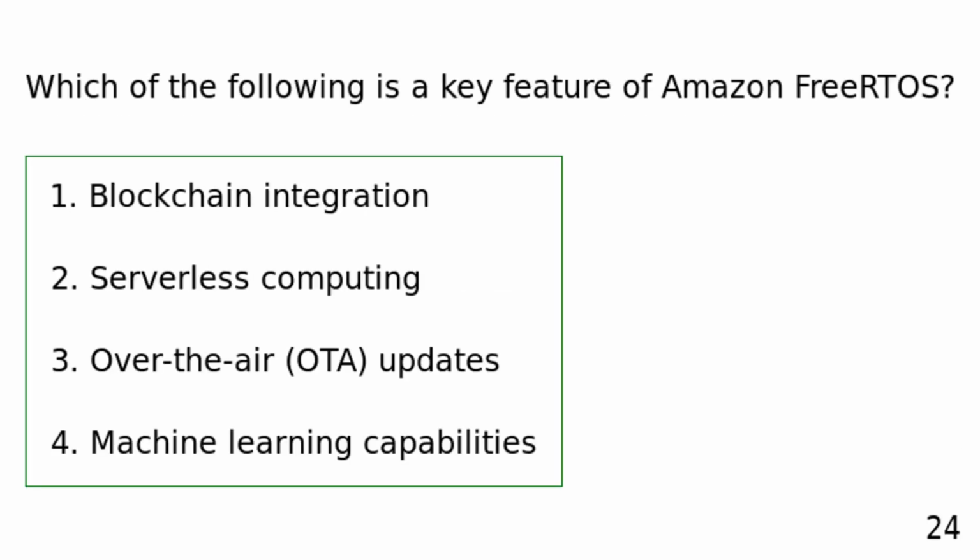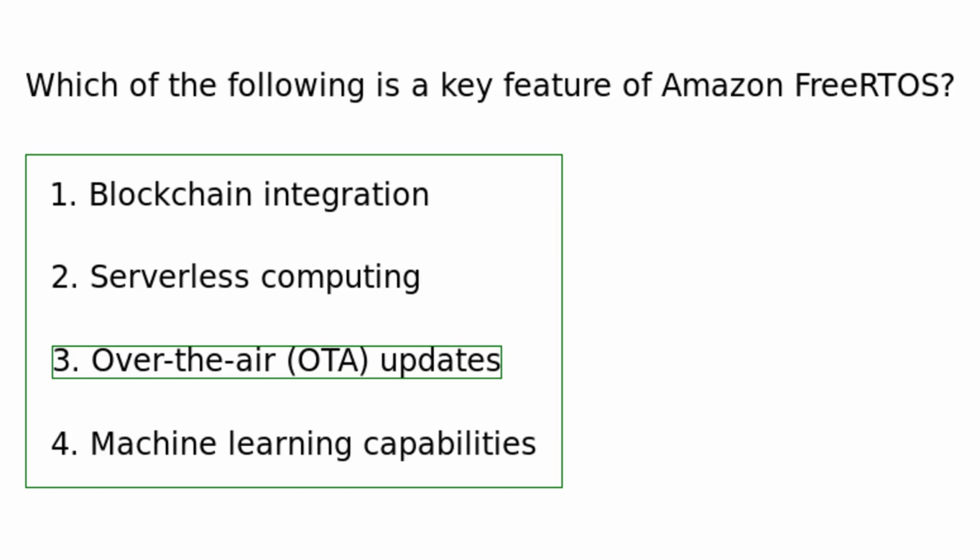Which of the following is a key feature of Amazon FreeRTOS? Blockchain integration. Serverless computing. Over-the-air updates. Machine learning capabilities. Amazon FreeRTOS supports over-the-air updates, allowing developers to remotely update connected devices with security patches and new functionality, even after they have been deployed in the field.